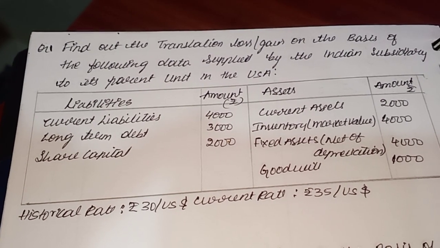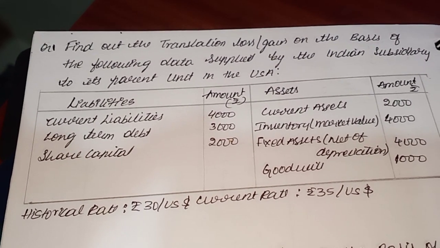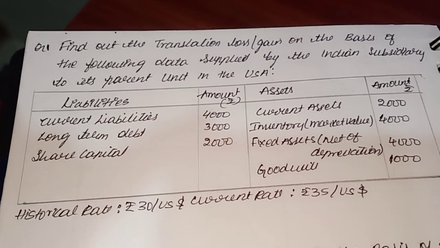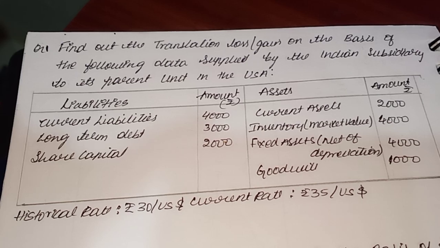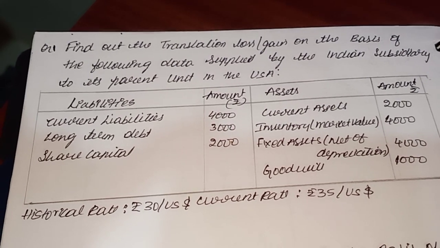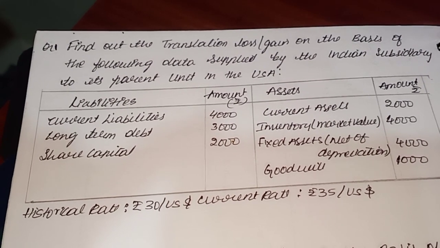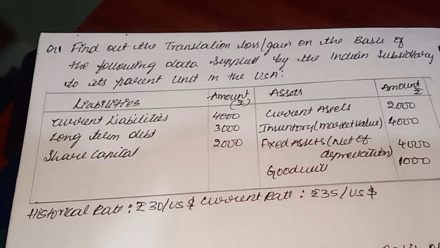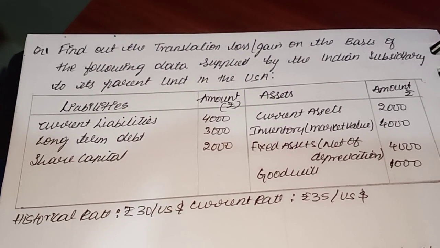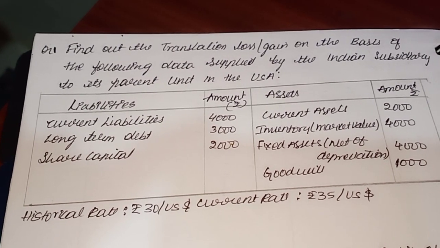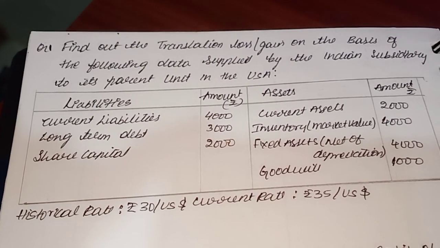Liabilities given: current liabilities, long-term debt, share capital, amounts. Assets: current assets, inventories, market value they mentioned, fixed assets net of depreciation, goodwill given. Historical rate given is 30, current rate given is 35 per US dollar. I'm going to solve this question. Concentrate carefully. Very important question, girls.